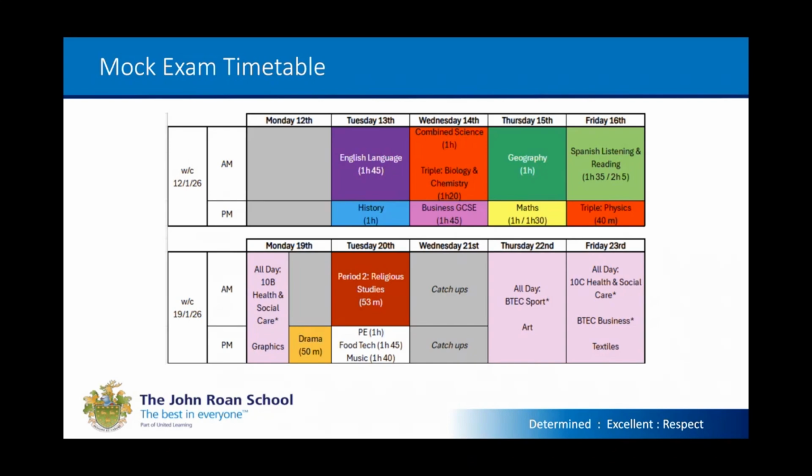So all of our AM exams start at 8:30 AM. So students go straight from roll call, where they're expected to be by 8:25 at the latest, to start their exam at 8:30. Afternoon exams all take place at 1:30. So again, they will go straight from lunch to their exams there.